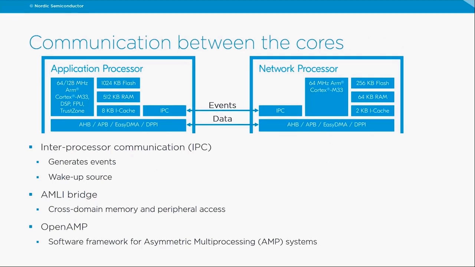Communication between the cores. So I already mentioned the IPC, the inter-processor communication. This only generates events and can be used to wake up the other processor or trigger a specific function. And then if you want to do memory and peripheral access, you use the AMLE bridge for that. And this could be a bit complex to set up, but we have abstracted that complexity away by adding a software framework for this, and this is the Open AMP, which is part of the nRF Connect SDK.